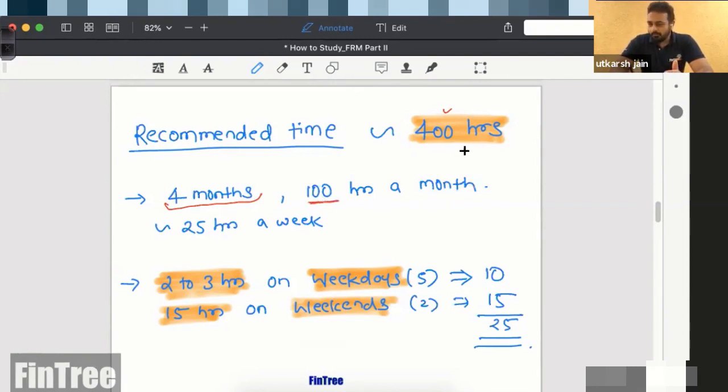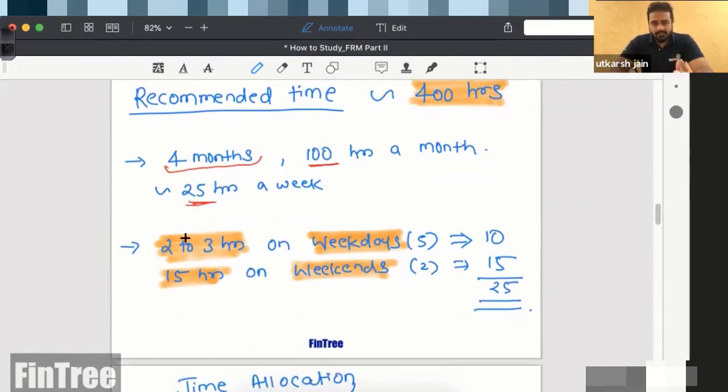And if you want to pull off 100 hours a month, we're looking at a 24 to 25 hour study week. So how do you achieve those 24 hours in a week? Tentatively, you try and put in about 2 to 3 quality hours on weekdays, which is 5 days a week. That leaves you with about 10 hours here.